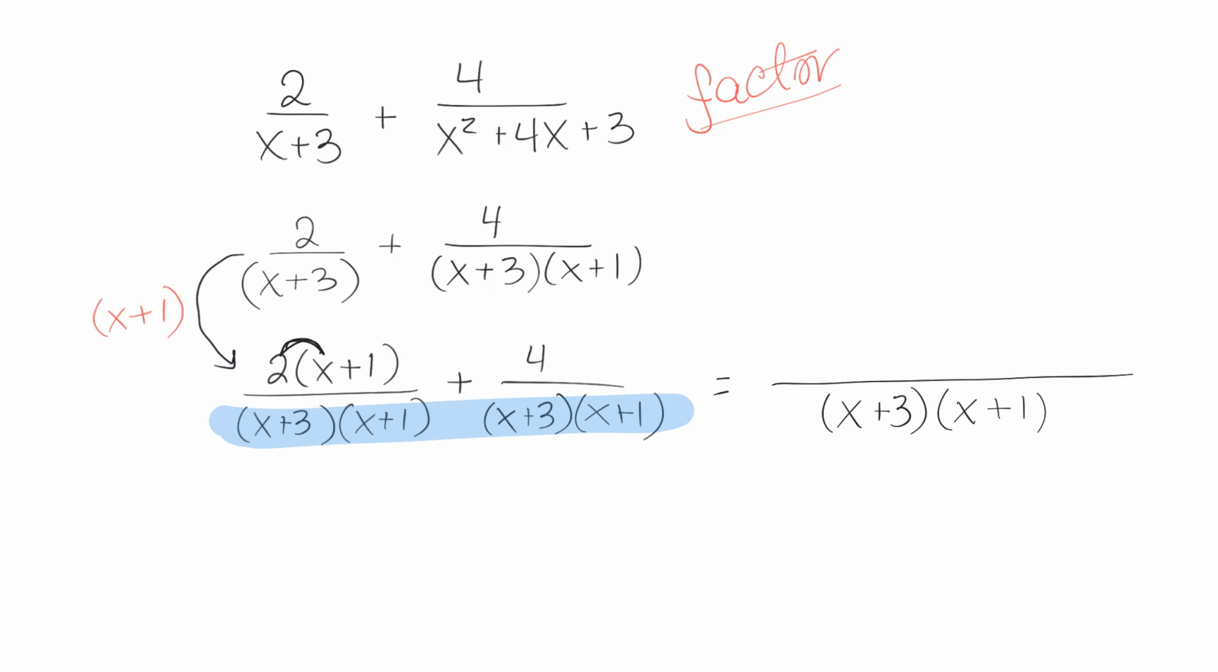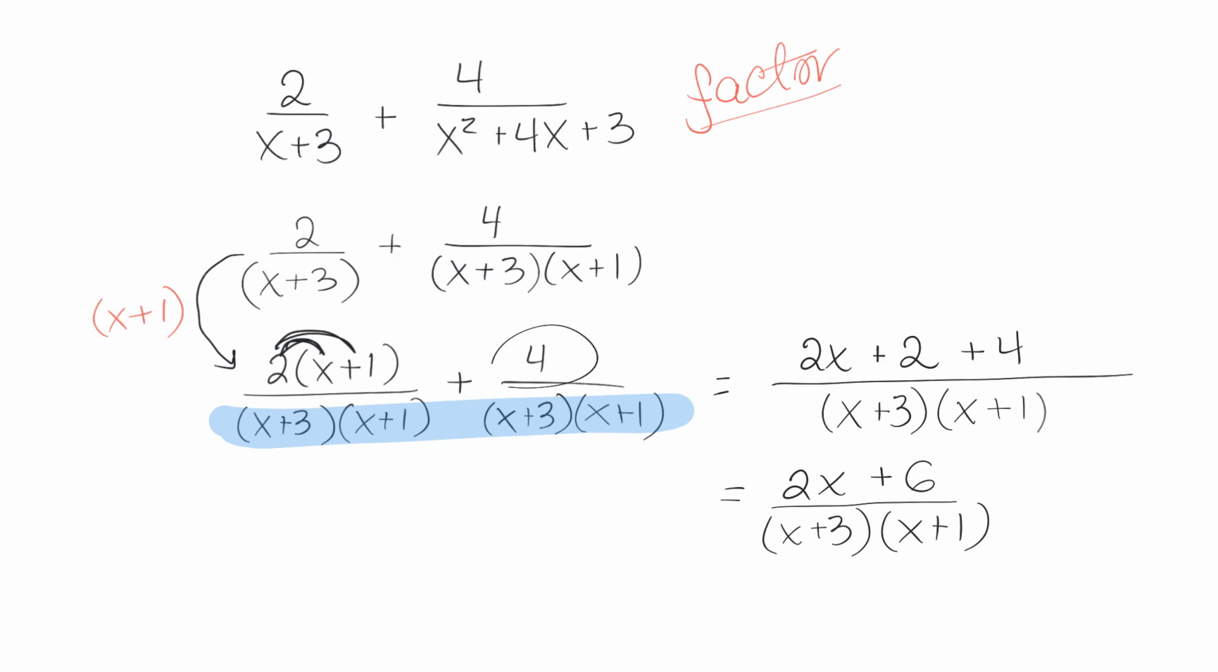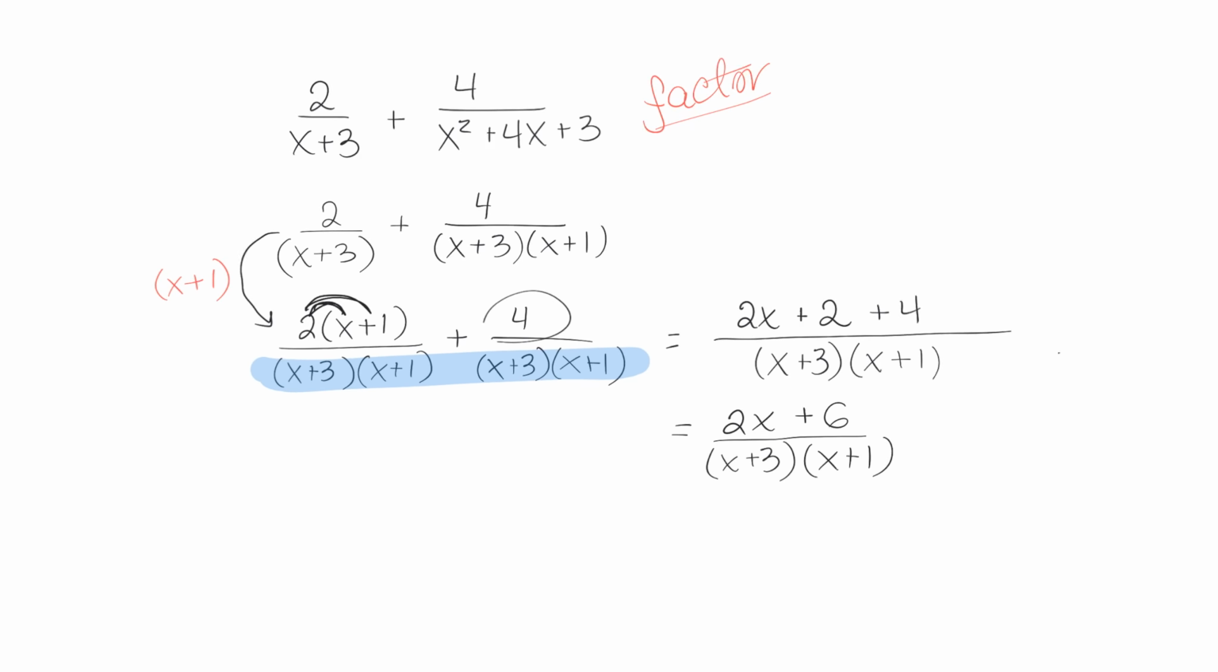I'm going to multiply the 2 times the x. So 2x, the 2 times the 1, plus 2, and then over here I have plus 4. So after I do all that, I get 2x plus 6 over x plus 3 times x plus 1. And then I'm going to ask myself, is there anything I can factor out here? I think I can factor out this 2. So if I factor that out, I get 2 times x plus 3 over x plus 3 times x plus 1.